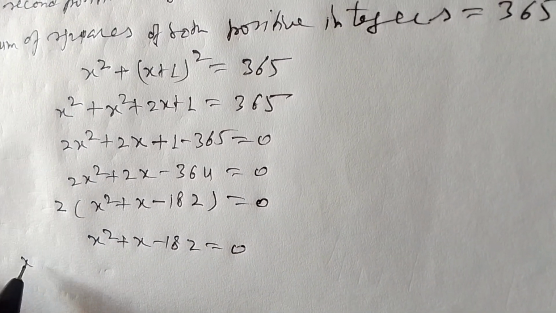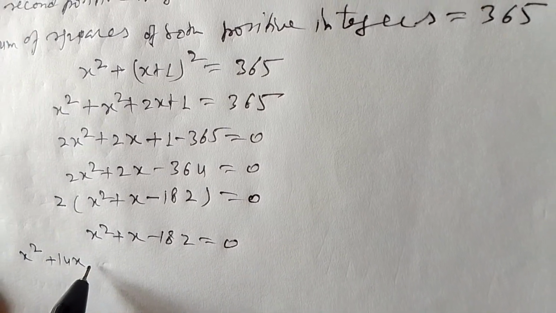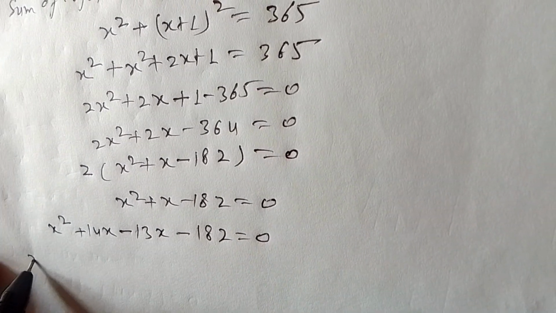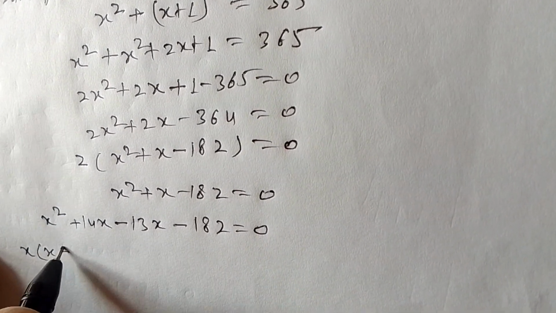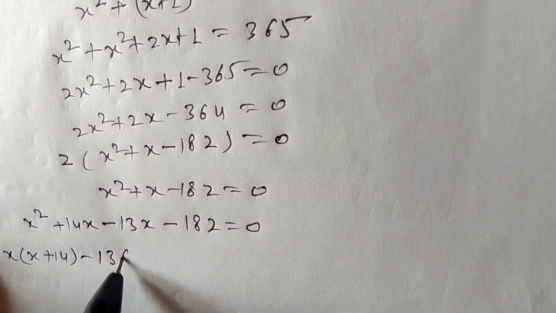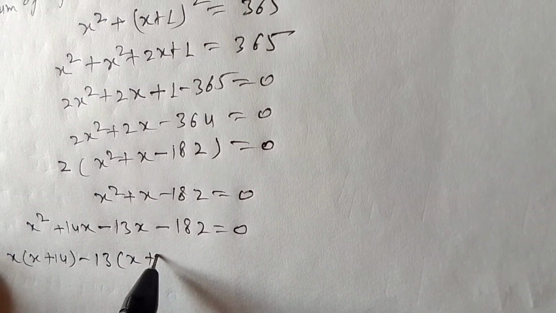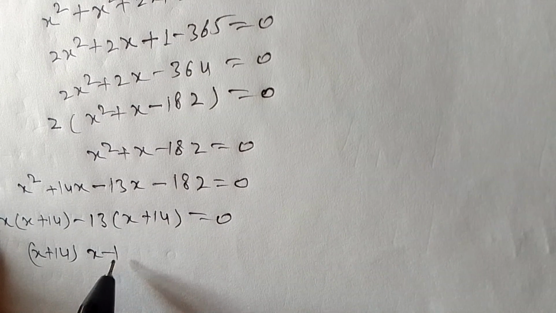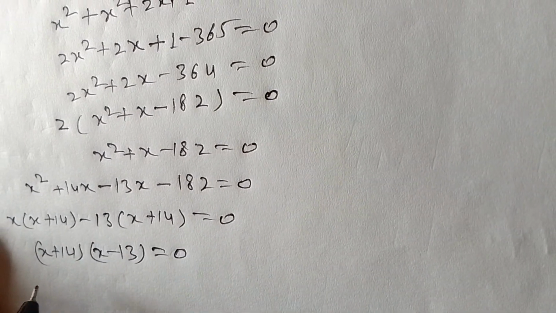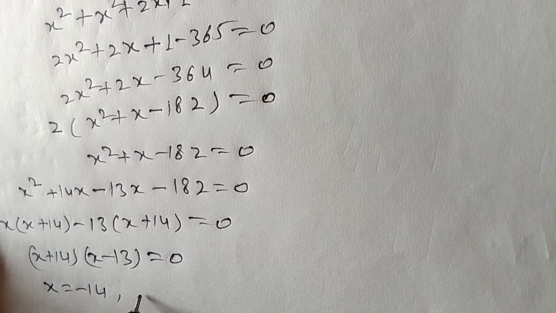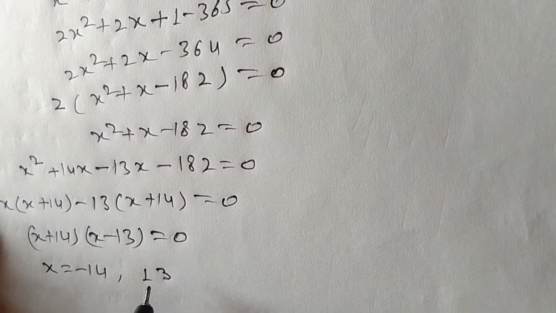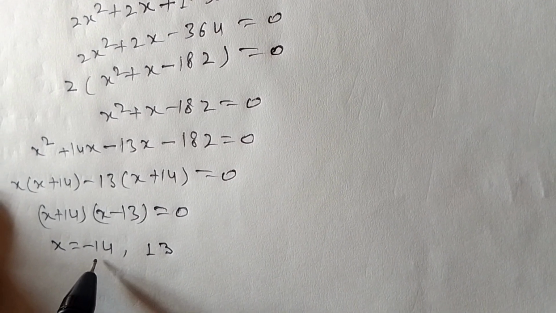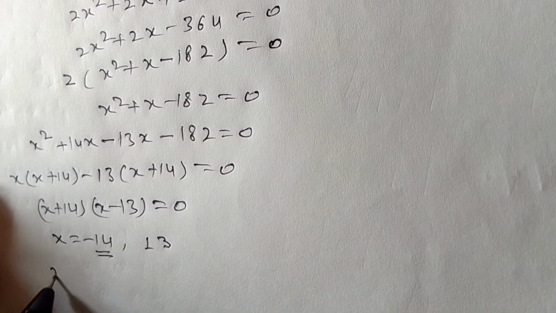So x square plus 14x minus 13x minus 182 is equal to 0. Taking x common from the first two terms, it becomes x plus 14, then taking minus 13 common, it becomes x plus 14 is equal to 0. So x plus 14 and x minus 13 comes out to be 0. So x comes out to be minus 14 or 13. Rejecting the negative integer, we will assume x is equal to 13.